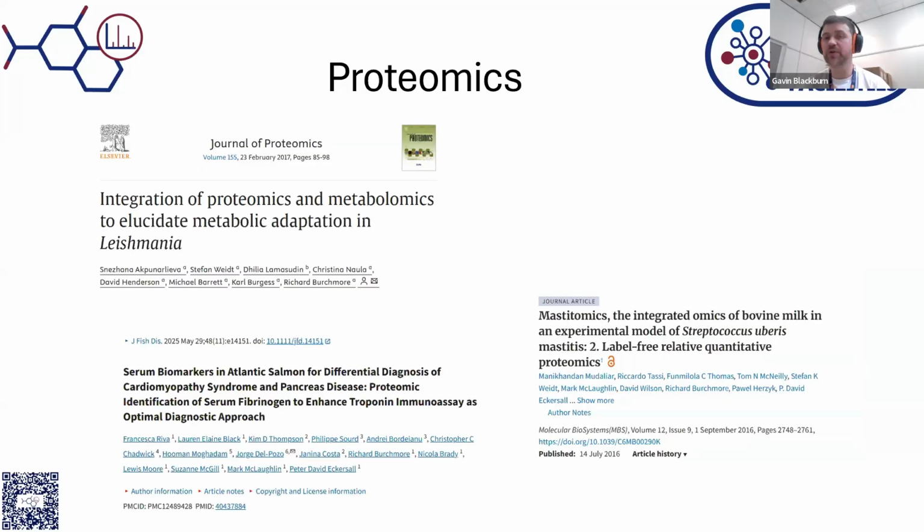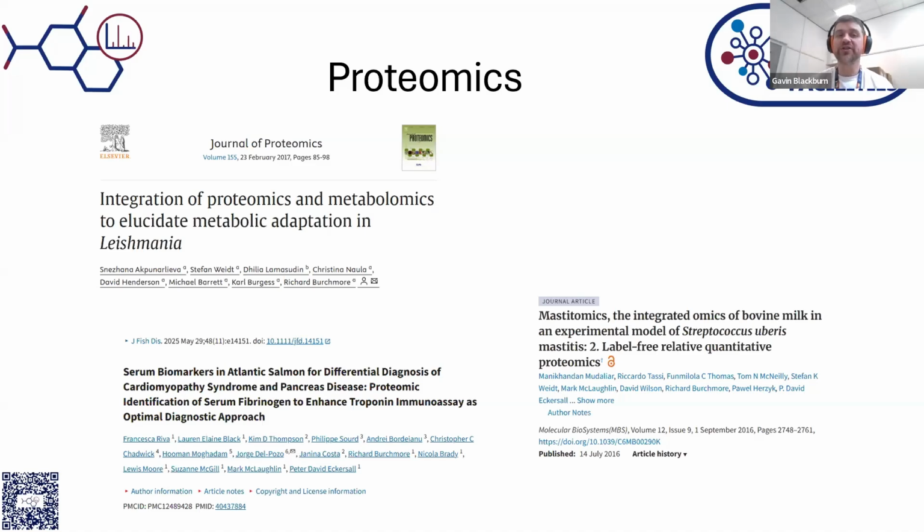I've highlighted some research that's been done at Glasgow over the years on proteomic samples. We've done masticomics. That was looking at integrated omics for bovine milk. Unsurprisingly, if you can look at bovine milk, you can look at milk from loads of other animals, and we can look for different proteins that are indicative of disease detection before you can necessarily see clinical samples. We can look at things that are able to do differential diagnosis between different diseases, and we've done that with serum biomarkers, looking at cardiomyopathy syndrome and pancreas disease.